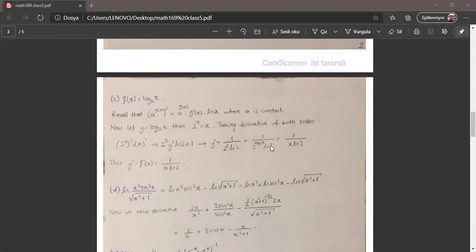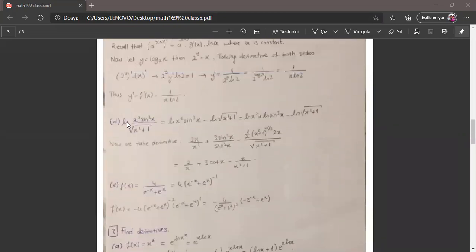Remember, y equals this. That's why we put it here. So we have x ln of 2 in the denominator. So we have this equality, y prime equals this. As we want to find f prime, we have this equality. This is a nice trick. You need to know this.